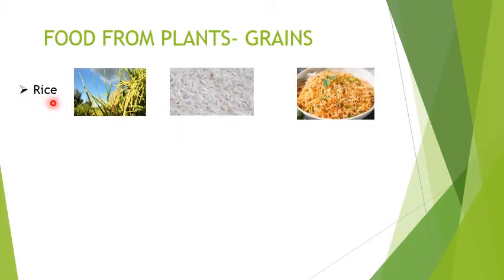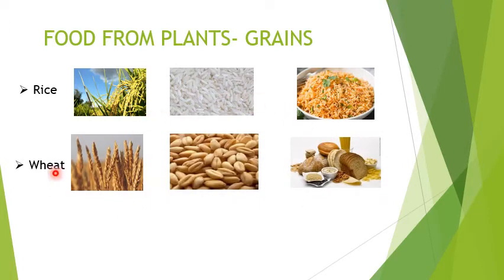The first one is rice. See the rice plant. From the rice plant we get these rice grains and we cook rice. Okay, it looks something like this. The rice food which you eat. The next grain is wheat. So this is the wheat plant and this is how the grains of wheat look. And there are many things which we can make with wheat. Our bread which we eat, the buns, biscuits, so many things are made with wheat.